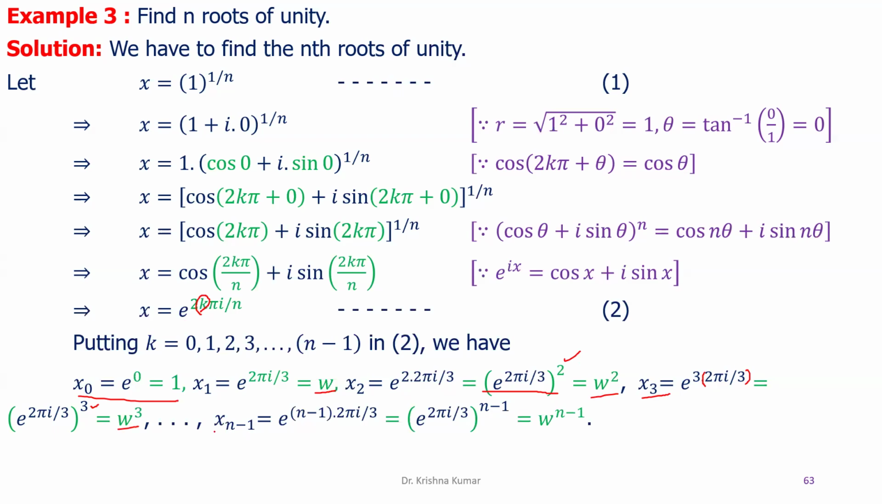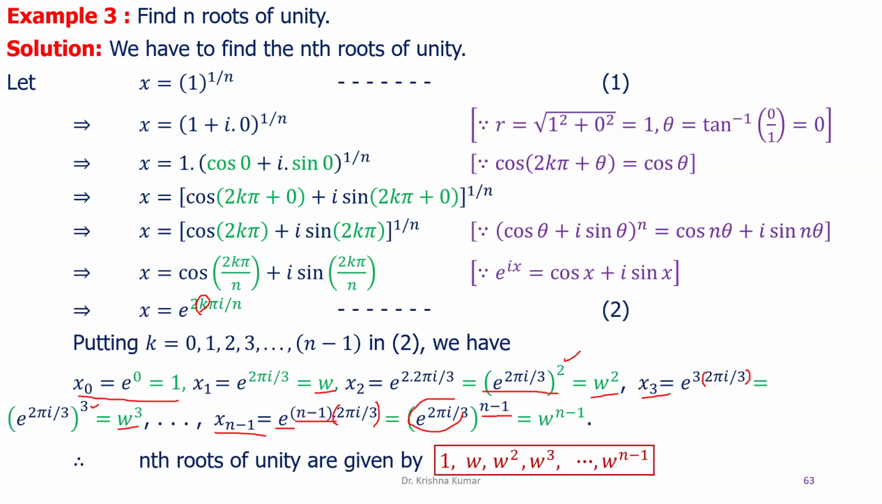Similarly, if we write x n minus 1, it can be written as e to the power n minus 1 times 2 pi i upon n, which can be considered as e to the power 2 pi i upon n whole to the power n minus 1. And this is nothing but omega to the power n minus 1. So in this manner, we are able to find the nth root of unity. Now this is the very general formula. So nth roots of unity are given by 1, omega, omega square, omega cube, up to omega to the power n minus 1.